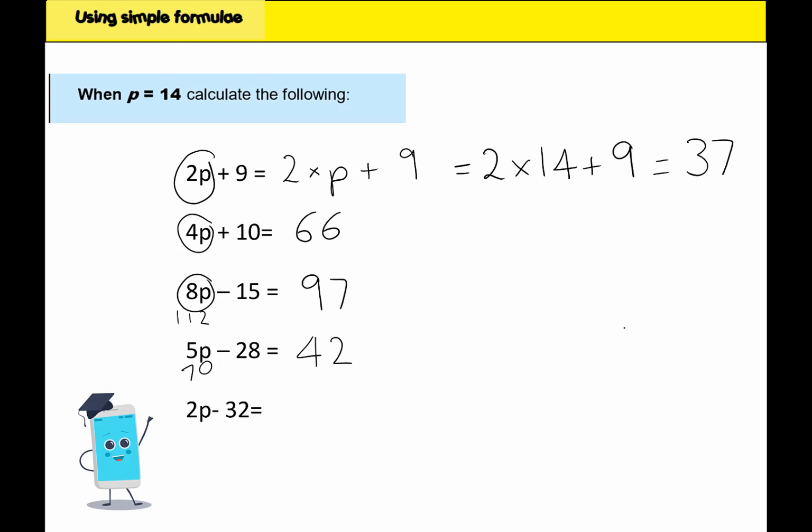And our last one is 2p take away 32. So 2 lots of p, I can do that mentally. 14 times 2 is 28. This is 28. 28 take away 32. What do we notice here? Well, the number that we're subtracting is larger than the number we're starting with.